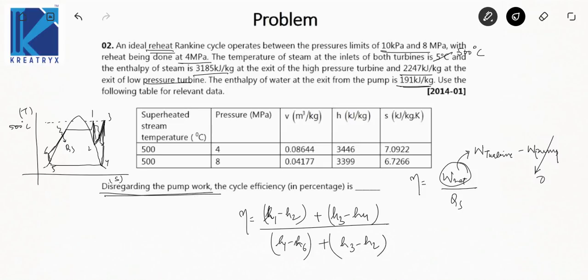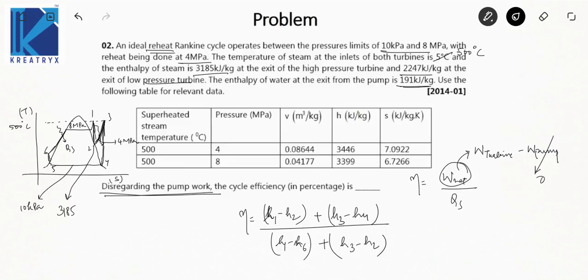Okay, now what do you know? The enthalpy of steam at the exit of the high pressure turbine. So this point, exit of high pressure turbine, this is 3185. This is the 8 megapascal constant pressure line. This reheating line is the 4 megapascal constant pressure line, and this one is the 10 kilopascal constant pressure line. So this enthalpy is 3185.